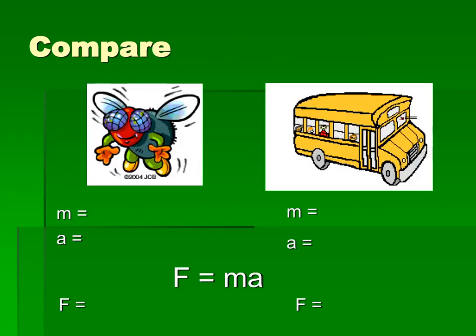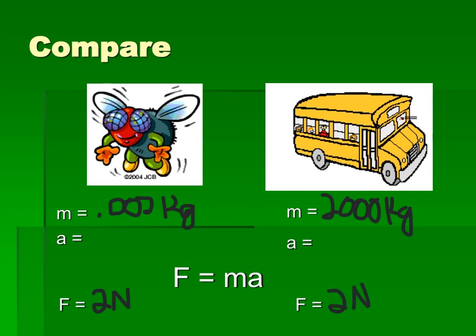For those of you that like number values with stuff, let's say the bug had a mass of 0.002 kilograms, and let's say the bus had a mass of, I don't know, like 2,000 kilograms. Numbers probably aren't perfect, but I bet they're pretty close. Well, in order for them to feel the same amount of force, let's just say they both felt 2 newtons of force, we need to solve for the acceleration of each.